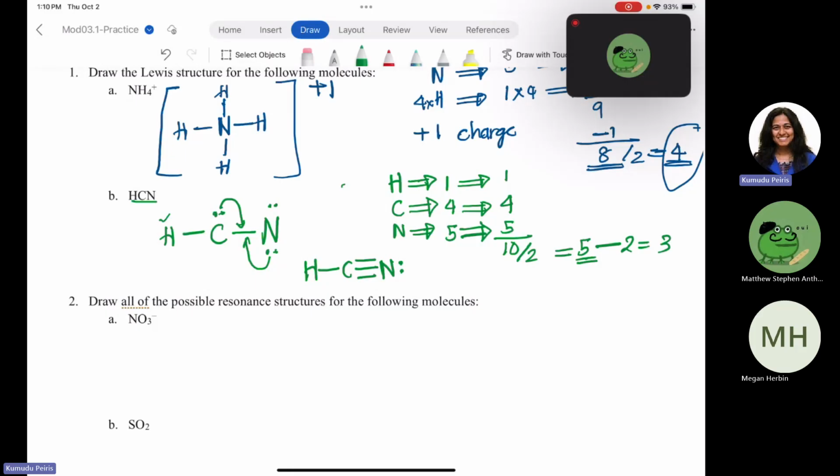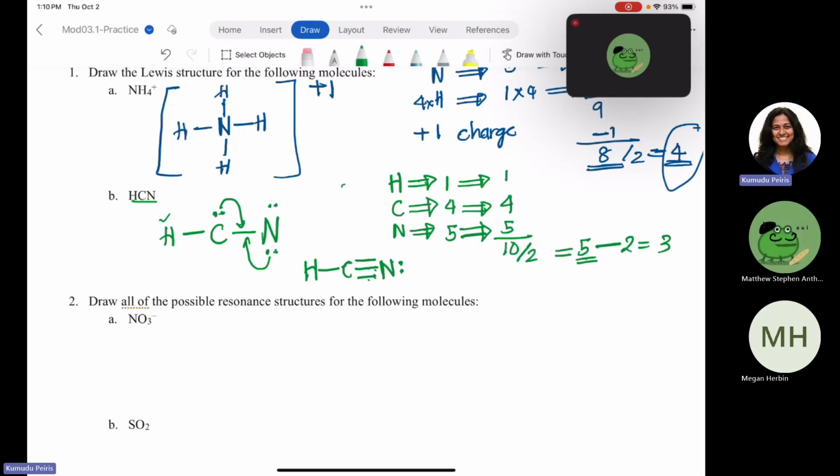1, 2. When we count the octet, we count both electrons, considering them as being in its valence shell. 1, 2, 3, 4, 5, 6, 7, 8. Okay, the octet on nitrogen is good.